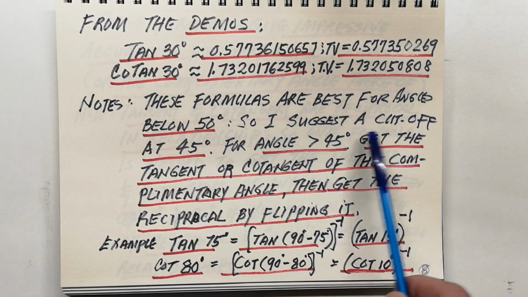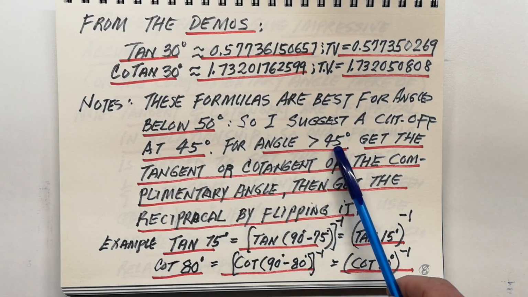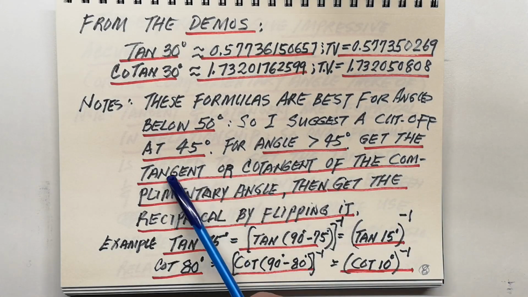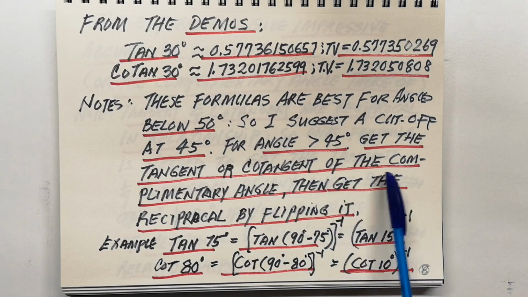These formulas are best for angles below 50 degrees. So I suggest a cut off at 45. For angles greater than 45, get the tangent or cotangent of the complementary angle. Then get the reciprocal by flipping it.